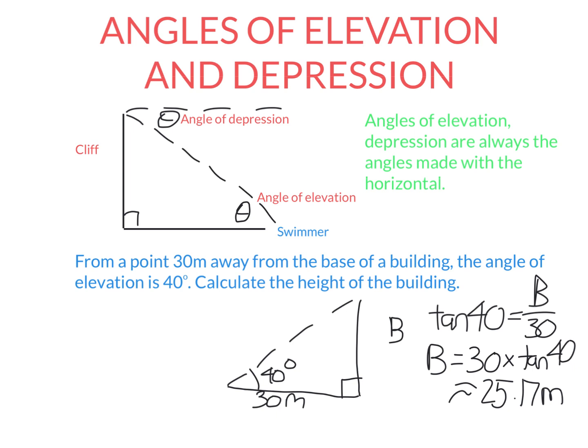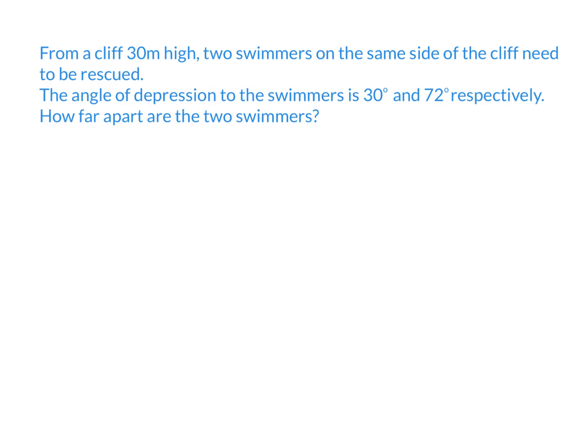All right, let's now look at a harder question. From a cliff 30 meters high, two swimmers on the same side of a cliff need to be rescued. Angle of depression to the swimmers is 30 degrees and 72 respectively. How far apart are the two swimmers? Okay, so this is complicated. To try and do it in your head is going to be hard.